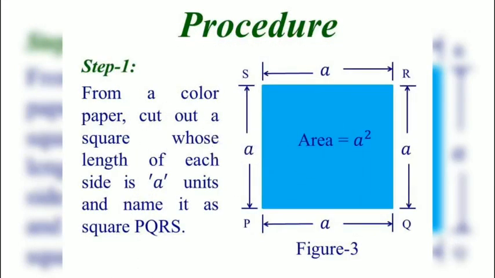Procedure: from a color paper, cut out a square whose length of each side is A unit and name it as square PQRS. Here in figure 3, PQRS is a square having side A unit and its area is A square square unit.